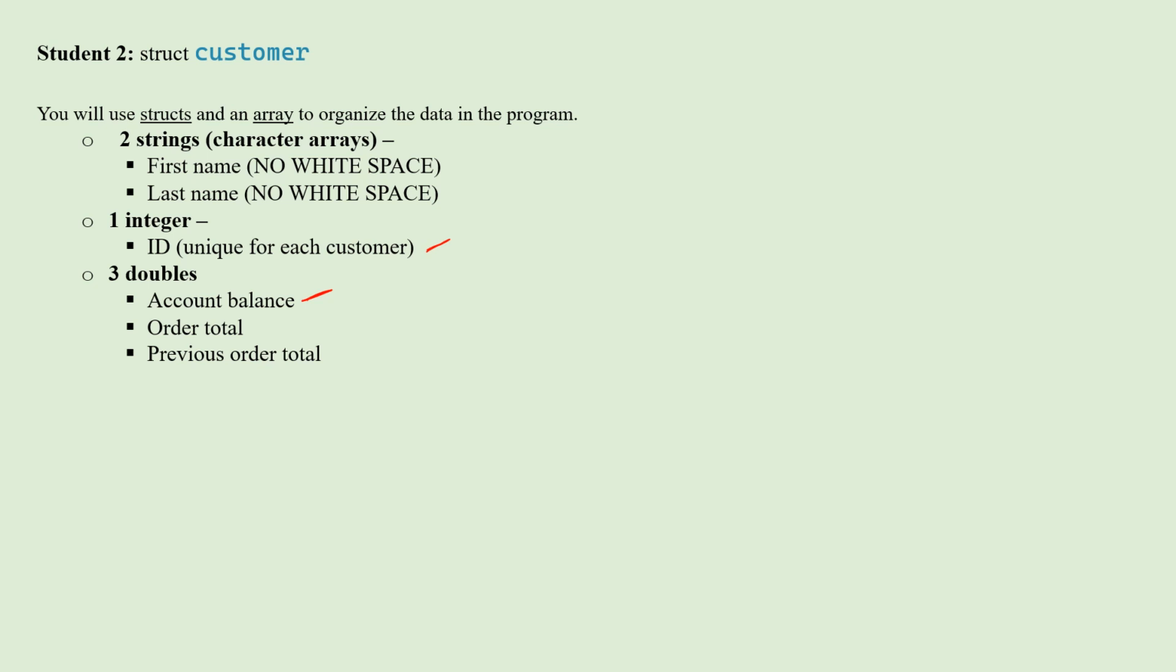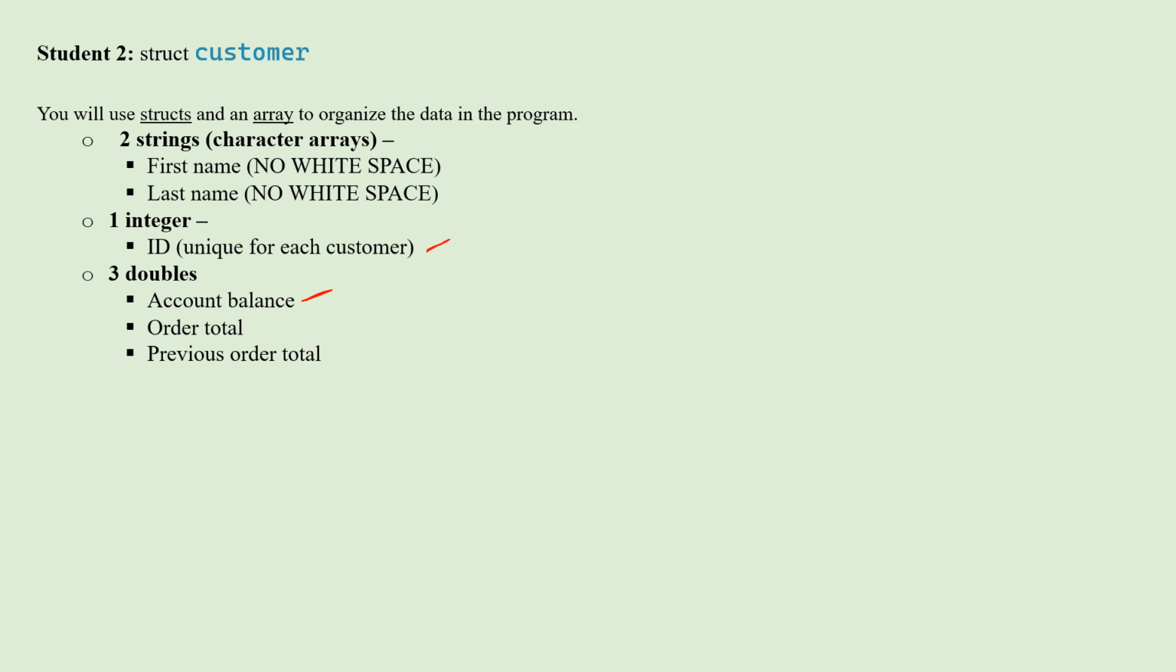It's going to be the same where if you don't have enough money, it's just going to prompt you for the money until you can pay the bill. But it's going to have 2 other doubles. One is the order total, the current order total, and then you're going to just keep a record of the previous order total, because after you check out, you want to reset the order total to 0, but you might want to know what the previous order total was.